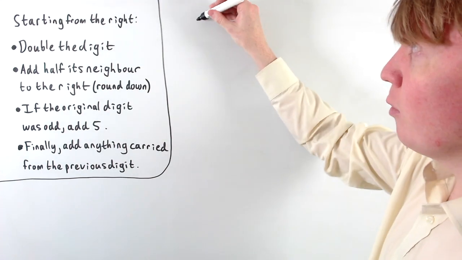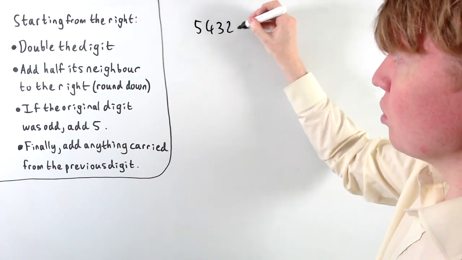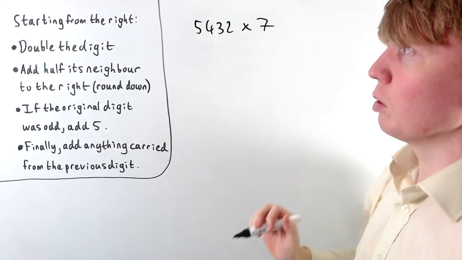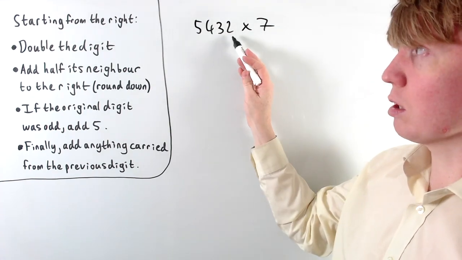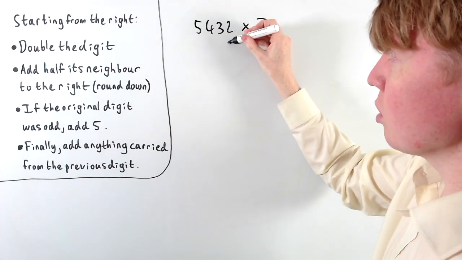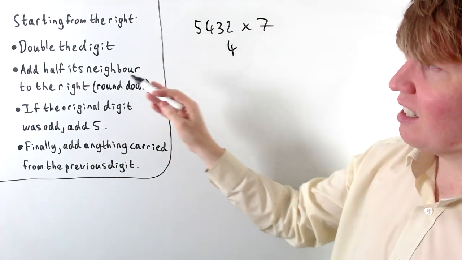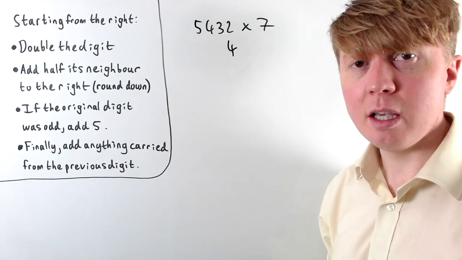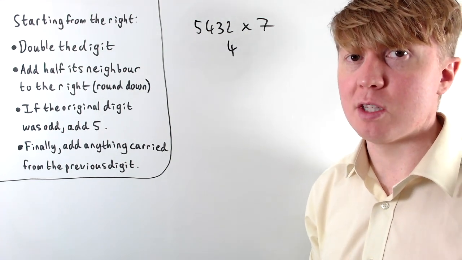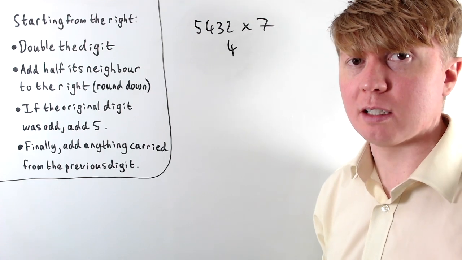Let's do 5,432 times 7 following this method. So we start on the right hand side, we've got this 2 in our units column. First thing we do is double this, so we get 4. Then we add half of its neighbour to the right. So the neighbouring digit to the right of this is just a 0 in the tenths column, so there's nothing to add there, so we're just adding 0.